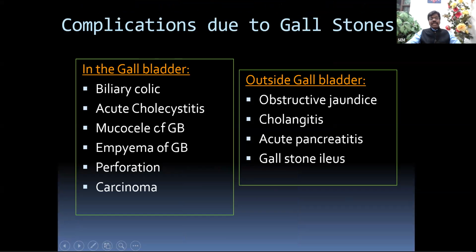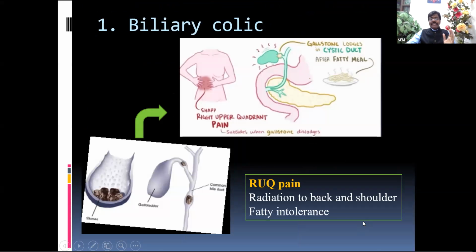Okay. So here I enumerated every one of them for you to understand. Okay, biliary colic, acute cholecystitis. But what about all these complications? Let me explain one after the other. In other words, there are 10 different complications. So there are 10 reasons why we should remove the gallbladder before it causes these complications. What are the different complications?